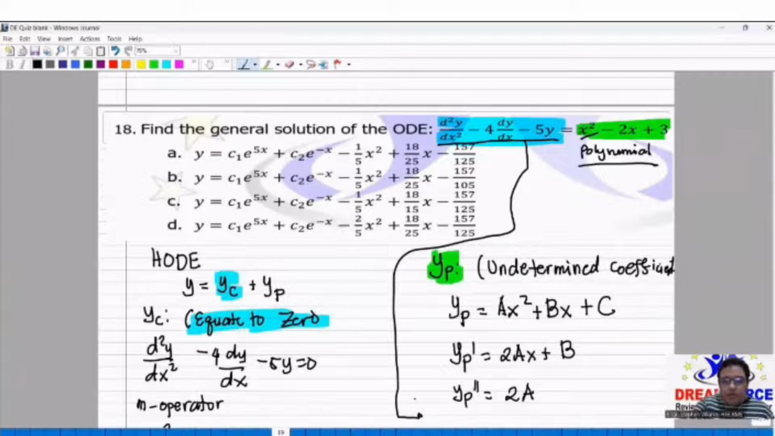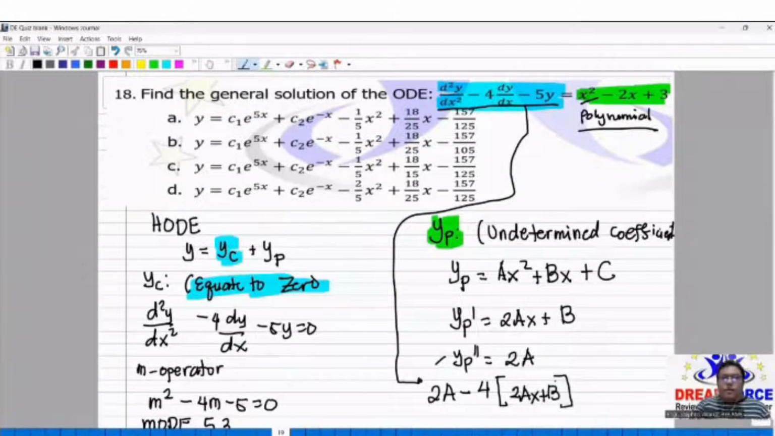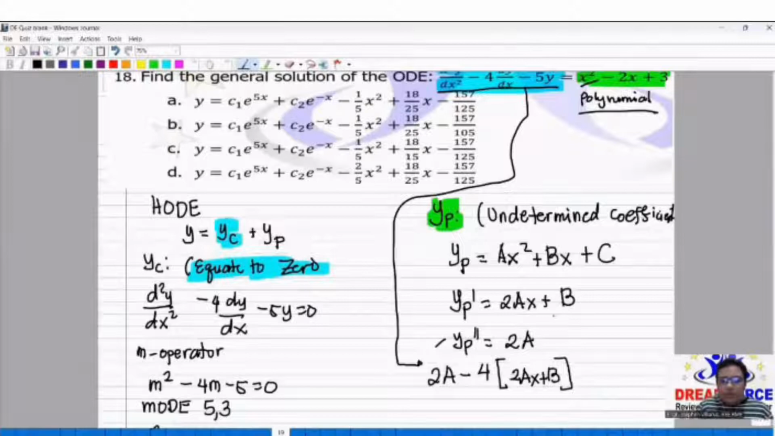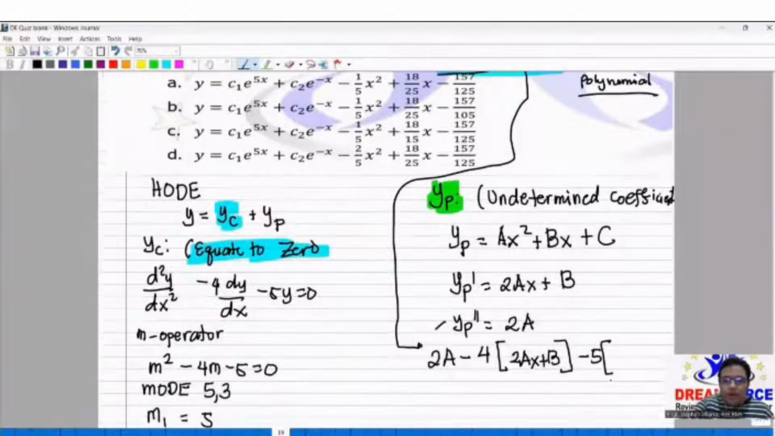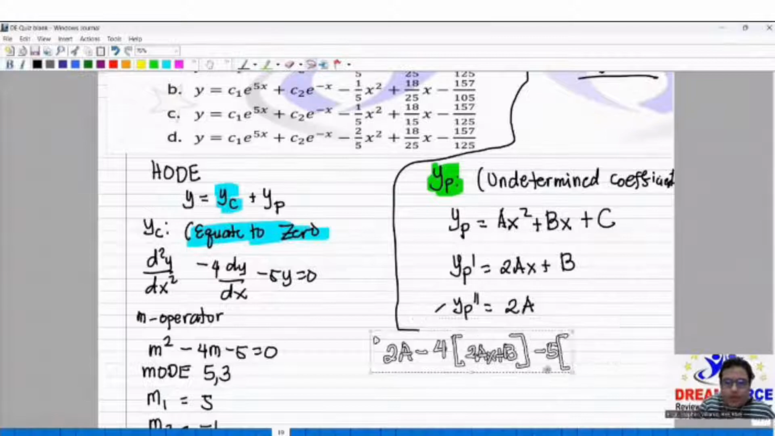Okay? So, this will become what? Okay? D squared y over dx squared is y double prime. So, that is 2a. Minus yung ating first derivative times 4. So, this is 4 multiplied by the quantity yp prime. So, that is 2ax plus b. Then, lastly, minus 5 multiplied by yung ating yp. Okay? So, move ko lang ito. Kasya kasi.